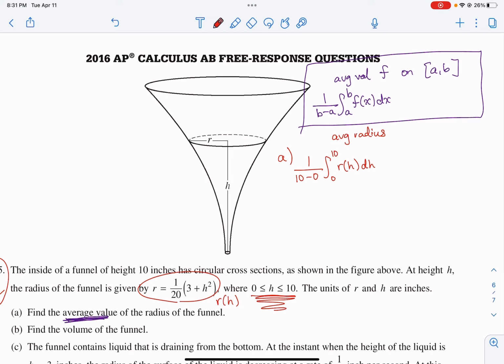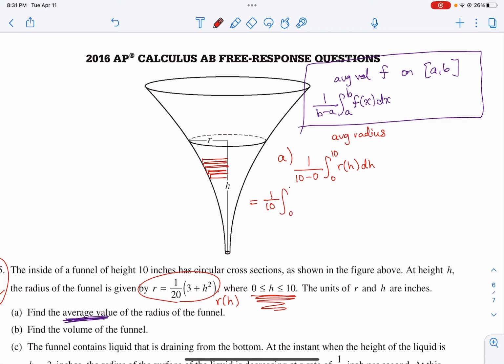Right? So just imagine, if you're trying to find an average radius, you're basically doing a little Riemann sum here. All these little radiuses, and then you're sort of dividing by the overall interval. So it's the same idea. Now we actually have the radius function, we actually know what it is, so let's go ahead and put it in.